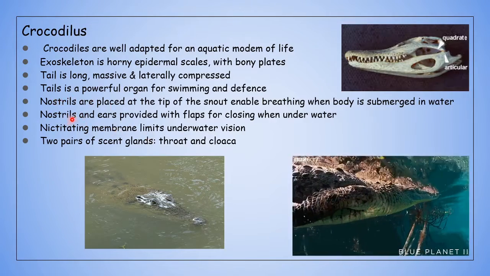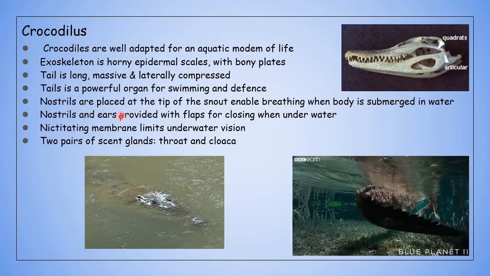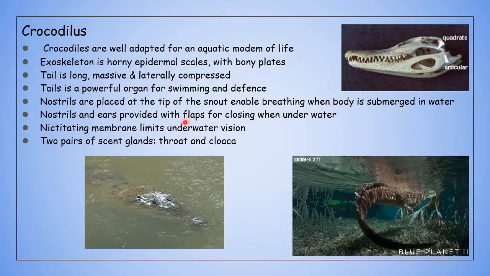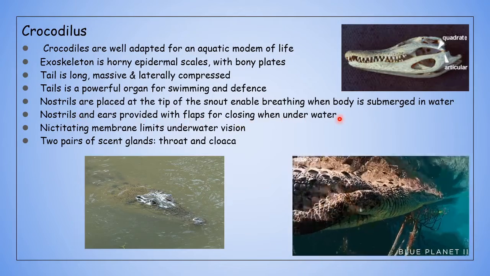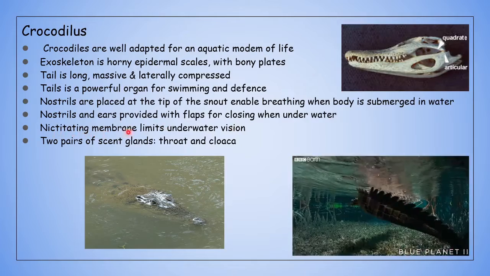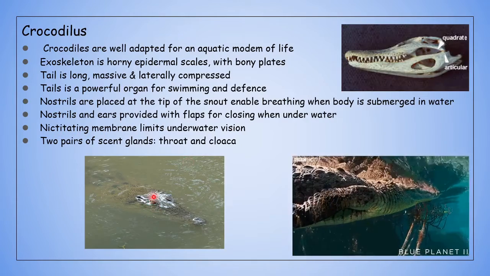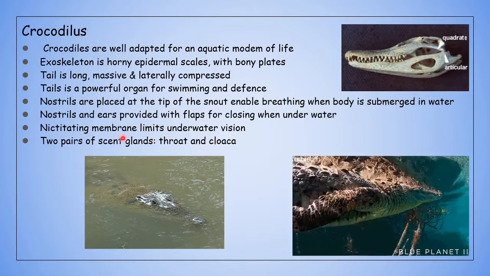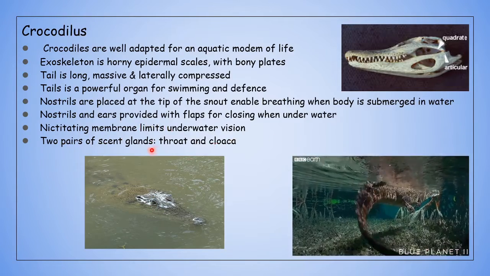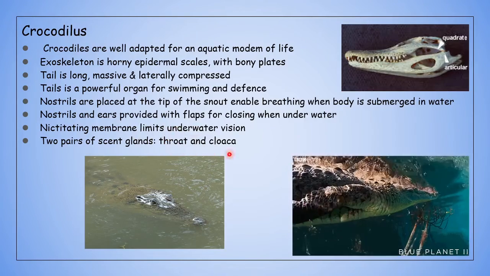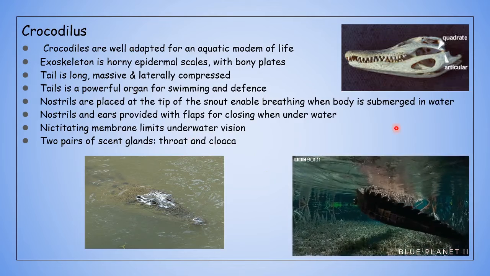And as we said earlier, their ears are provided with muscular flaps. The same is the case with their nostrils. Nostrils are also provided with flaps, and they close both these when they go underwater. The nictitating membrane is present to protect the eyes, and this limits underwater vision. And there are two pairs of sebaceous glands, one pair in the throat and the other pair in the cloaca.